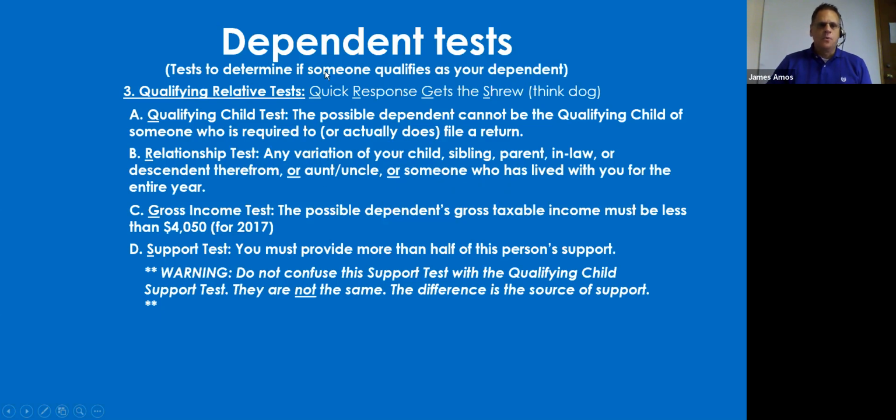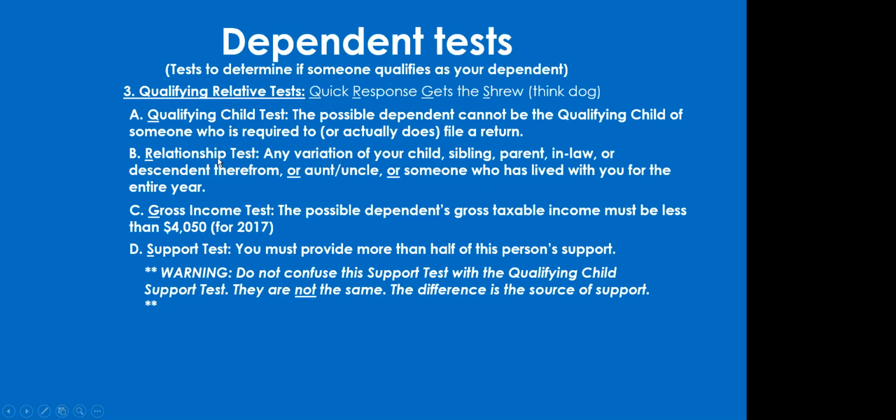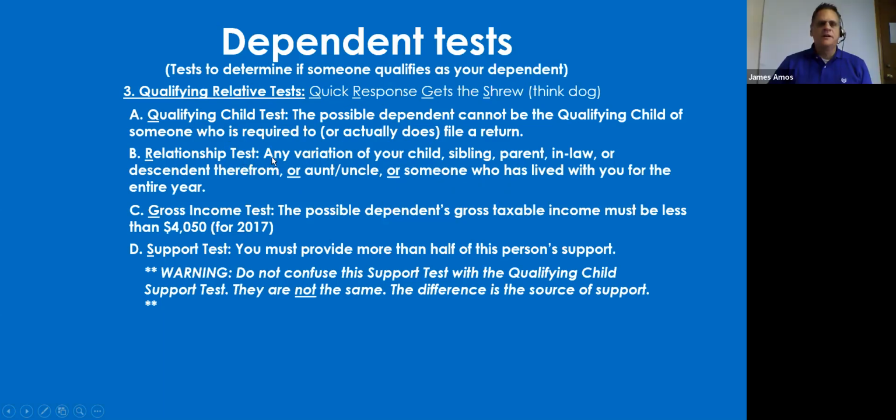Okay, coming back to the memory aid, quick response gets the shrew. Q stands for qualifying child test. R stands for relationship test. And the definition there, and it's a good idea to memorize these: any variation of your child, sibling, in-law, parent, in-law, or descendant therefrom, or an aunt and uncle, or somebody that lived with you all year.